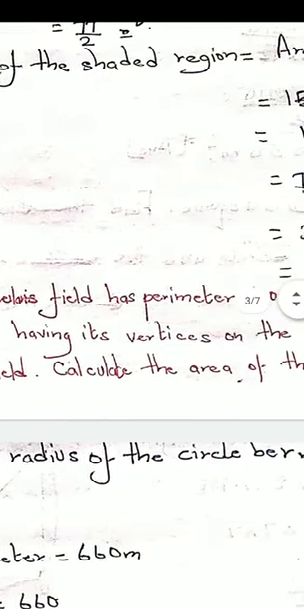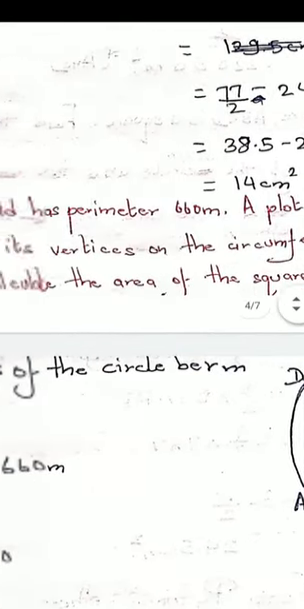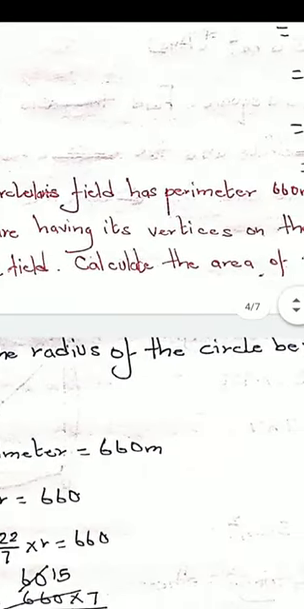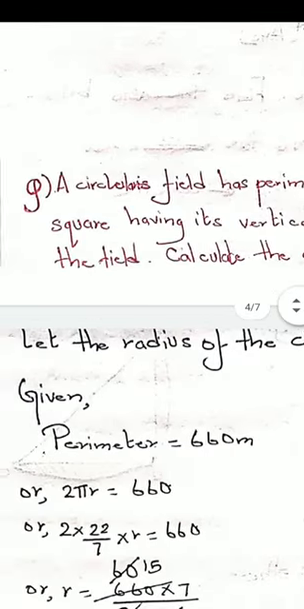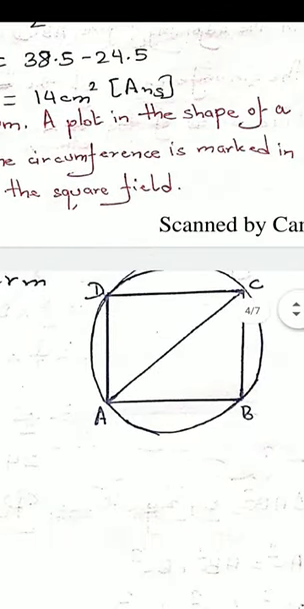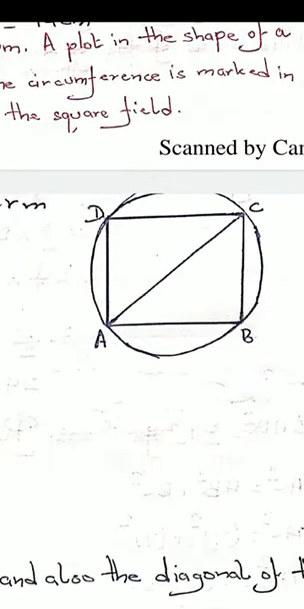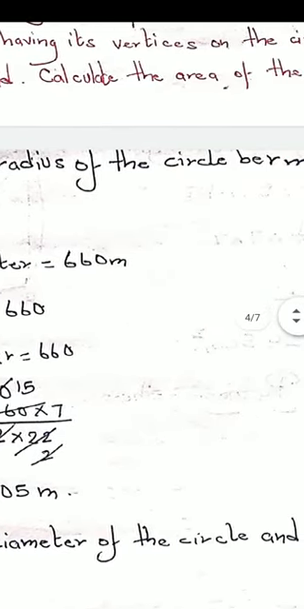A circular field has perimeter 660 meter. A plot in the shape of a square having its vertices on the circumference is marked in the field. Calculate the area of the square field. So this will be the diagram that I am going to have. Okay, so let's start. We don't know the radius of the circle, so let it be r meter.